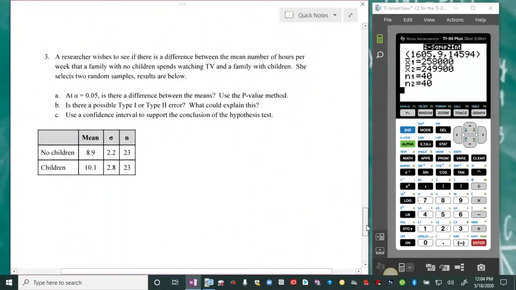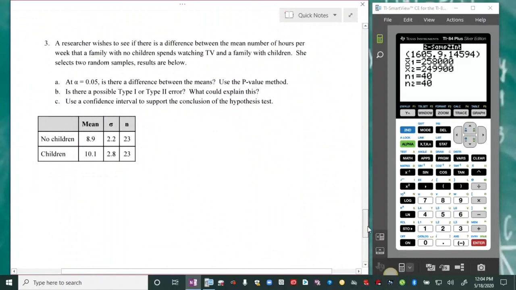Okay, number 3. A researcher wishes to see if there's a difference between the mean number of hours per week that a family with no children spends watching TV compared with a family that does have children. She selects 2 random samples. Results are below. We want to see if there's a significant difference between the means.